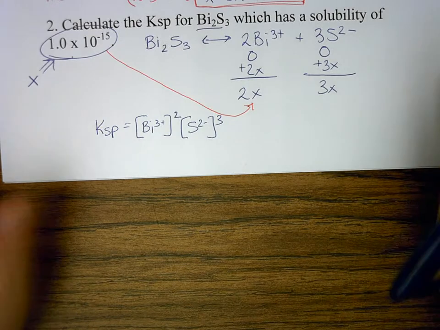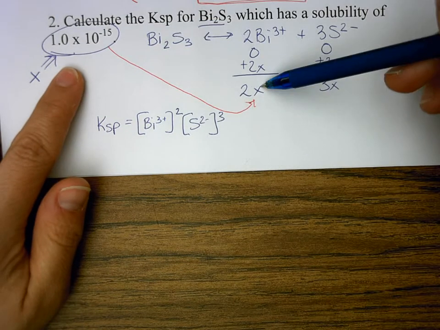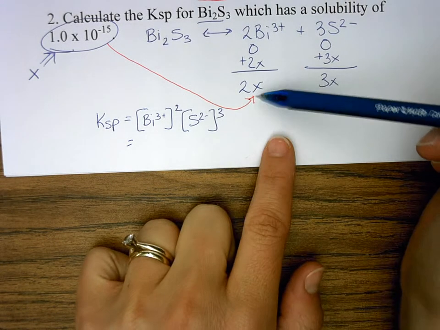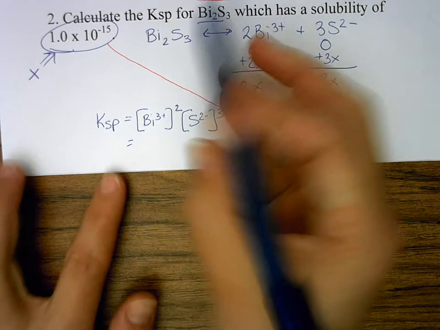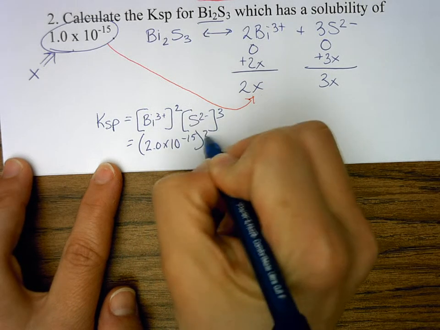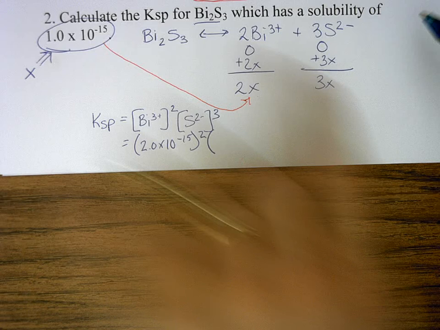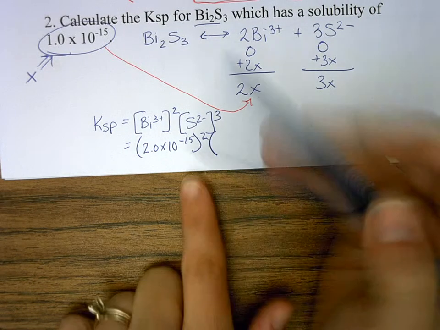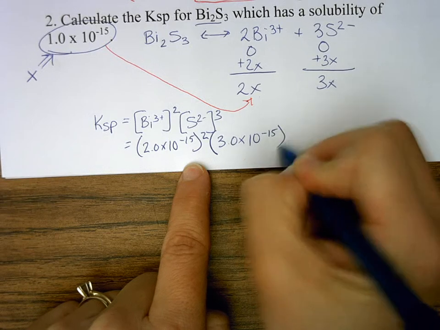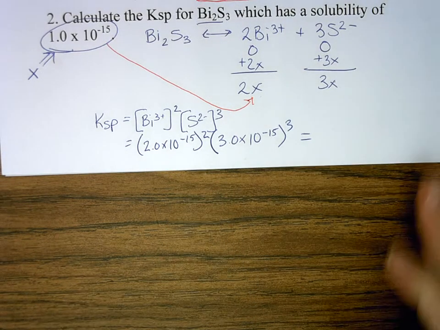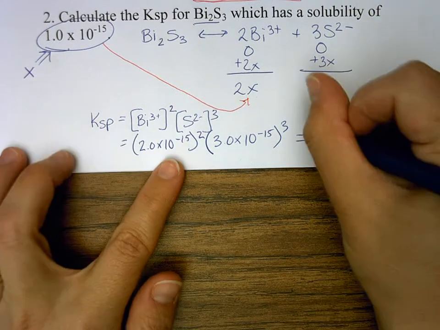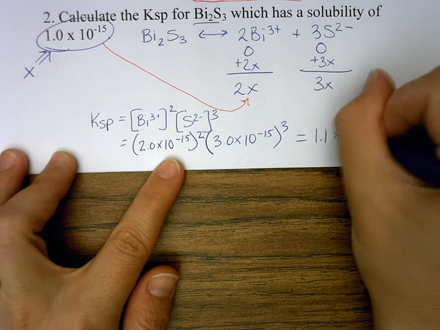If I take this number, 1 times 10 to the negative 15, and plug it in here for my bismuth ion concentration, 2 times 1 times 10 to the negative 15 is just 2 times 10 to the negative 15. That gets squared. And then if I take x and plug it in over here, then I get 3 times 10 to the negative 15. That gets cubed. And then for that answer, you get the actual Ksp value, which is 1.1 times 10 to the negative 73.